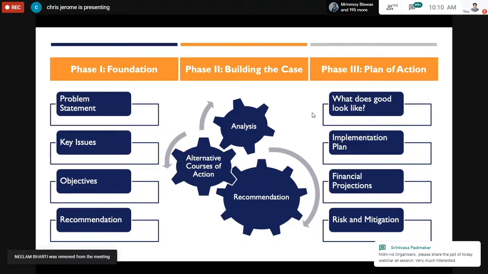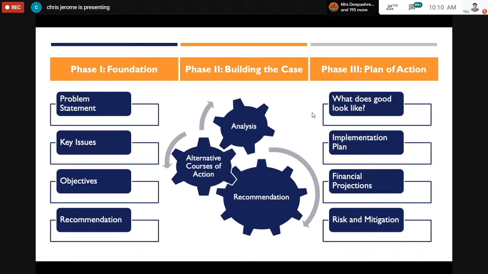So phase two of the case analysis is building the case. Again, looking at the facts much more closely, using a few tools of analysis, presenting alternative courses of action, and then ultimately a recommendation. And phase three of the case analysis is describing what good looks like. Looking at an implementation plan, what does it mean to achieve the solution?